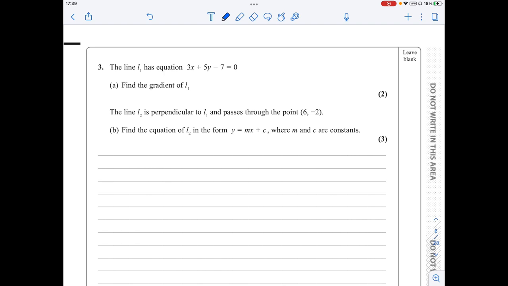Question 3. The line L1 has an equation. Find the gradient. The gradient of L1 will always be minus coefficient of x upon coefficient of y. Minus 3/5 is going to be the gradient.